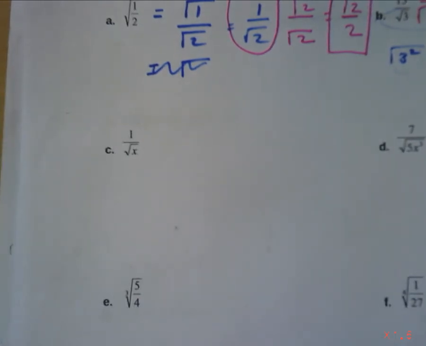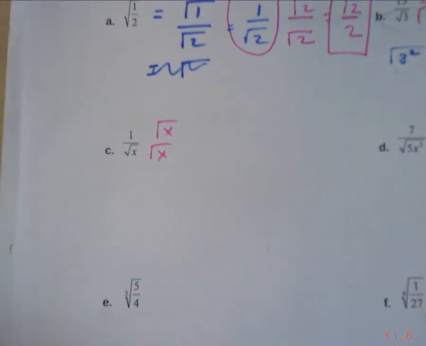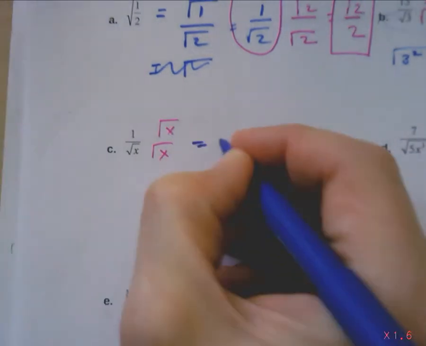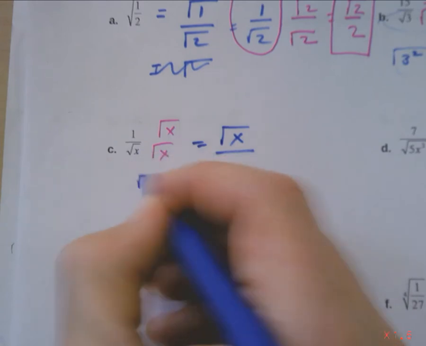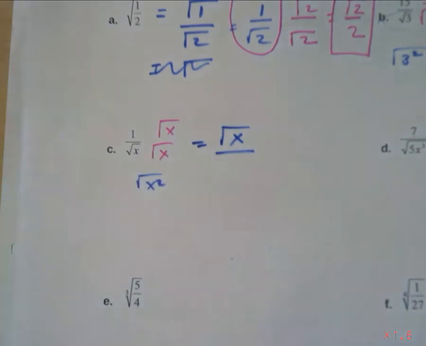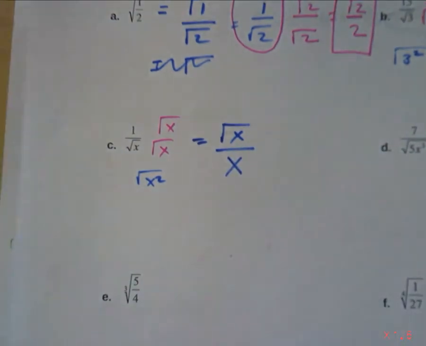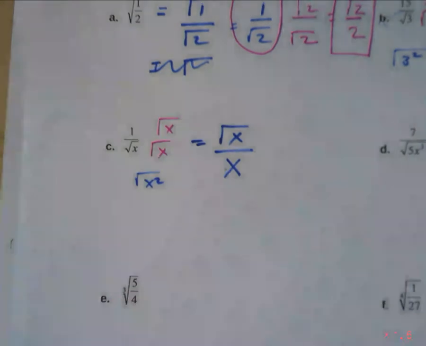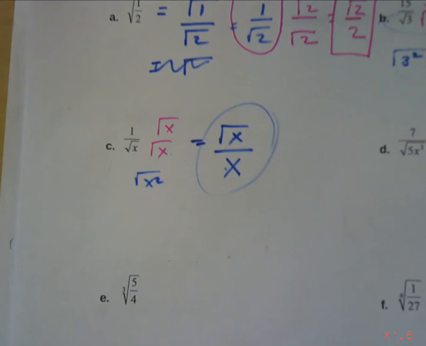Take a look. I got 1 over root x. We got to get rid of that root x in the bottom. So what do I have to do? Just multiply by root x. On top, I get 1 times root x is root x. And the idea here is this is now root x squared. When I square root something squared, I get what's inside that's been squared, which is just x. So root x times root x is x.